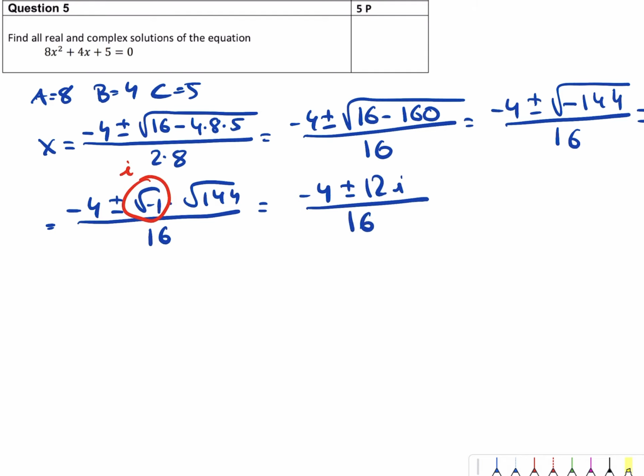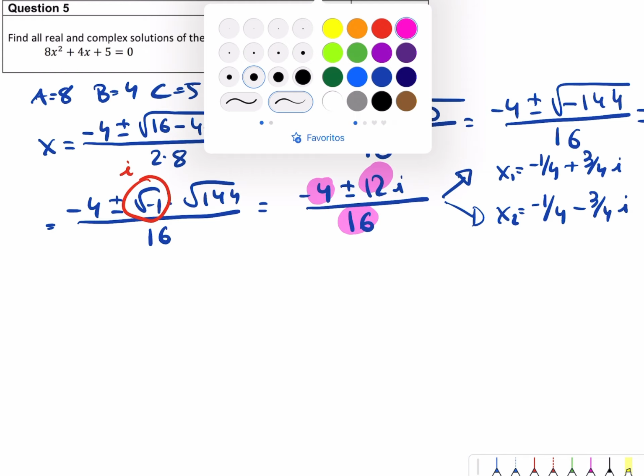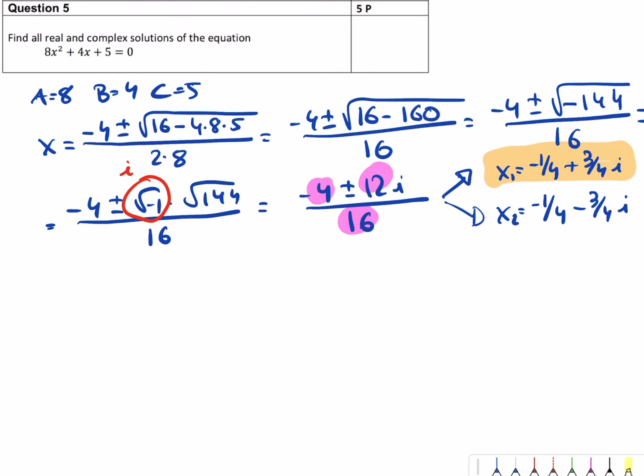Of course, we get two solutions here, the plus and the minus, and we need to simplify the numerator and the denominator. So the two solutions that we will get here are x1 equal to negative 1/4 plus 3/4 of i, and finally x2 equal to negative 1/4 minus 3/4 of i. And these are the two solutions that the equation given above has.